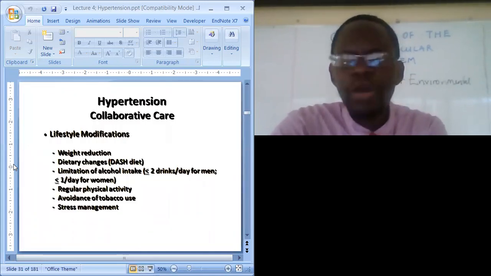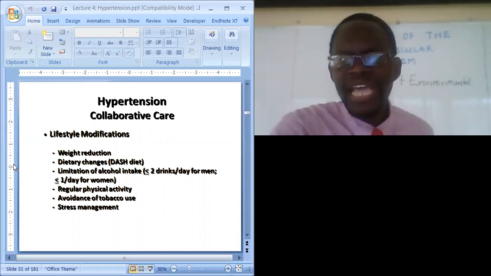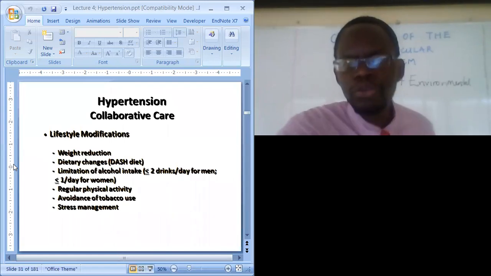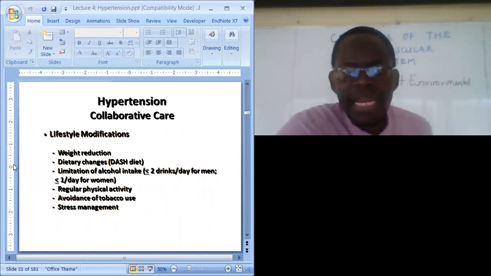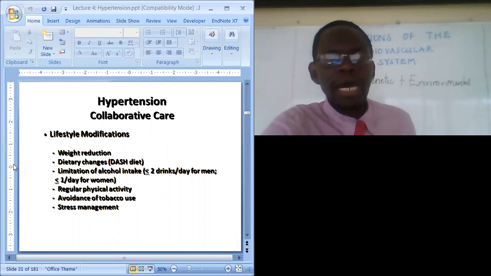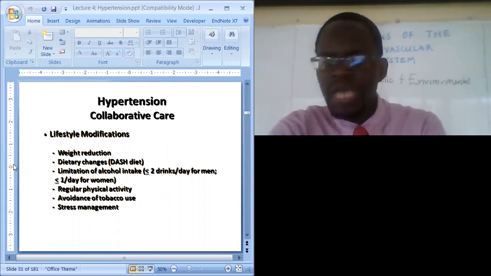Other collaborative modifications are things like weight reduction and dietary change. You know, there's what we call the DASH diet. These are dietary measures that are geared towards stopping hypertension. Things like limiting alcohol, among others, as we are going to see. Also regular physical activity, avoidance of tobacco use, and then stress management.